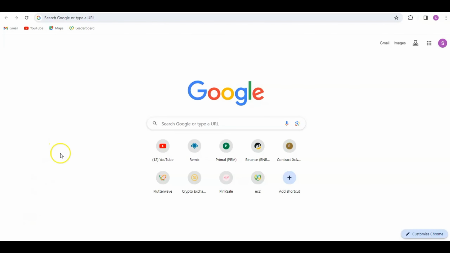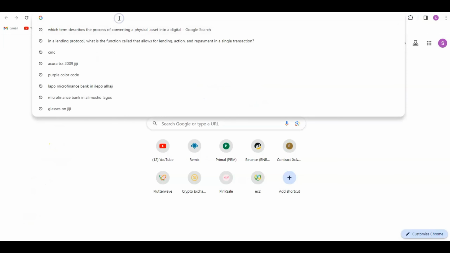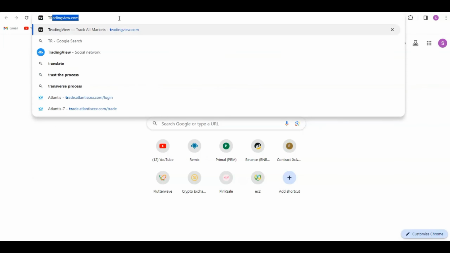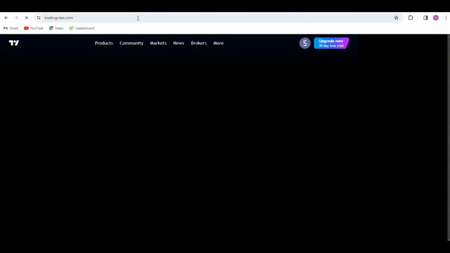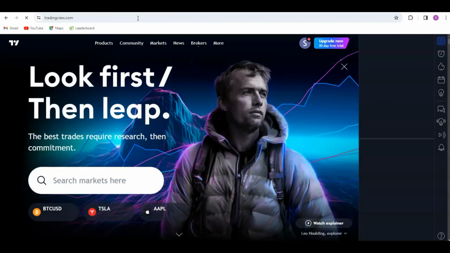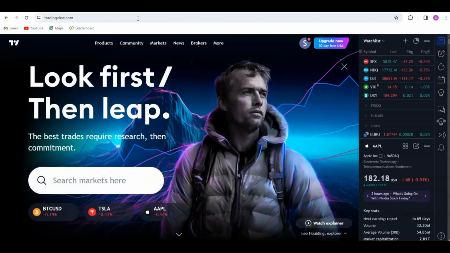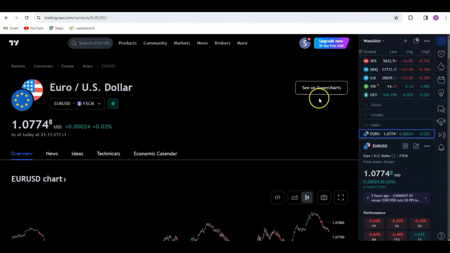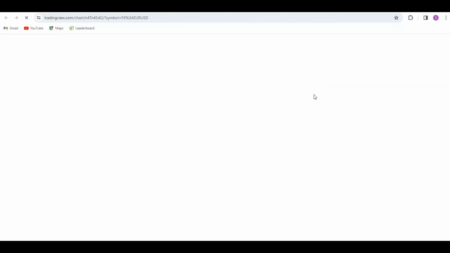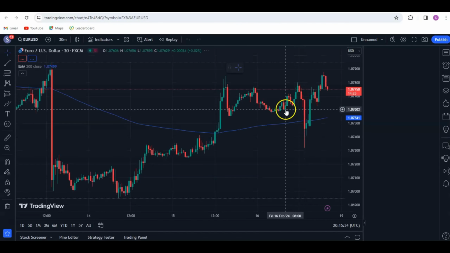Alright, let's get straight to our TradingView. So you just have to come here and type TradingView. I believe we all have accounts on TradingView. If you are using a mobile phone, you can get it through your Play Store or your App Store. Just download TradingView and open an account on it. It is very easy and very simple. So the next thing we have to do is take a market. For example, this is EUR/USD. So let us use this EUR/USD as an example.